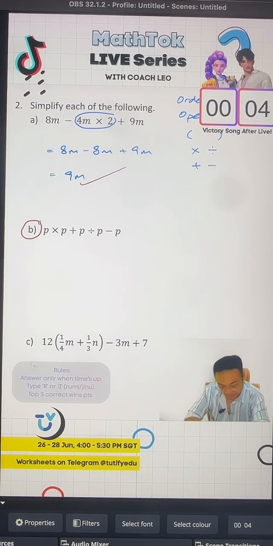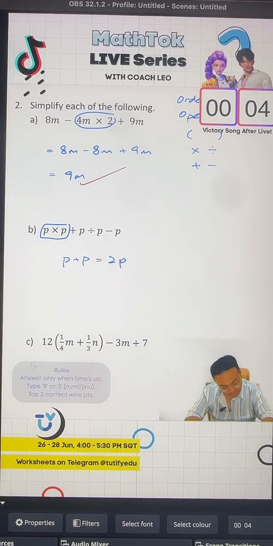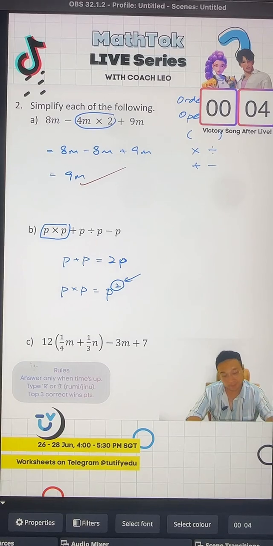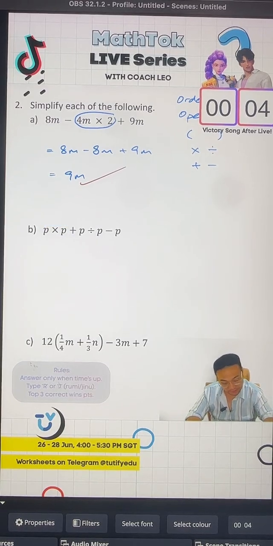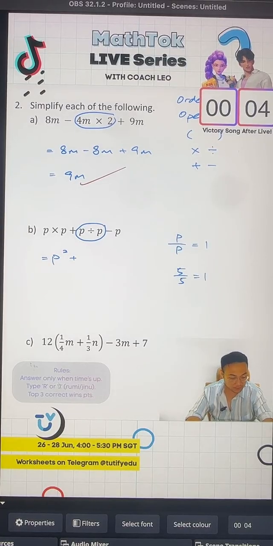Okay, well done. So, how do you do this? Remember what I said about P times P. P plus P is equal to 2P. But when you multiply it, you'll get a power. So power of 2. So this power tells you how many times you're multiplying the same number by itself. So P times P equals P to the power of 2. Then you plus P divided by P. Students, P divided by P equals 1. Just like 5 divided by 5 equals 1, right? The same number divided by itself will always be 1. And then minus P. So this is the answer, students.